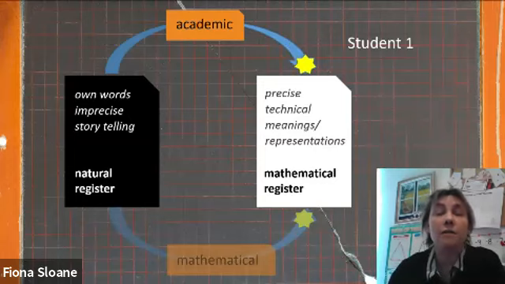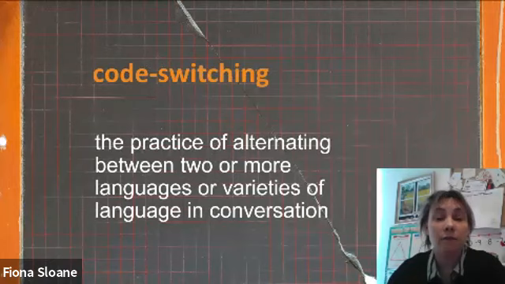Now, code switching is something that's normally talked about in a language context, where you switch between two languages. If you speak French and English, you might switch between one or the other at different points. But it's also used in varieties of language or in conversation.